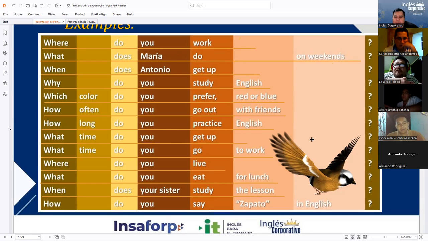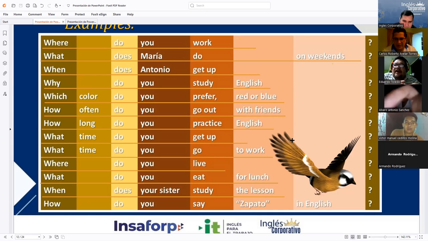Every day. What time do you get up every day? What time do you get up? Eduardo says, I get up at 3 o'clock. 3 a.m. I get up in the morning early. Yeah, poor Eduardo. Okay, so 3 a.m. What time do you go to work? I go to work at 4 a.m. Wow.